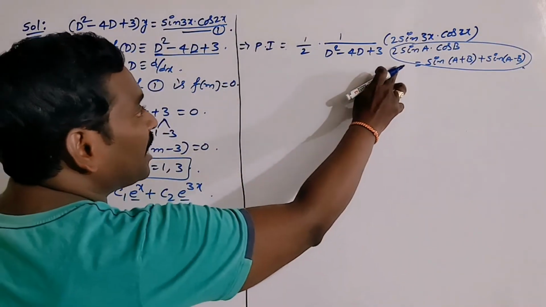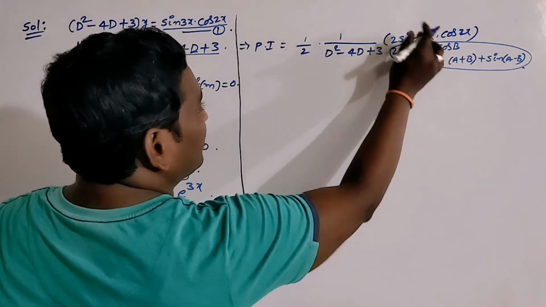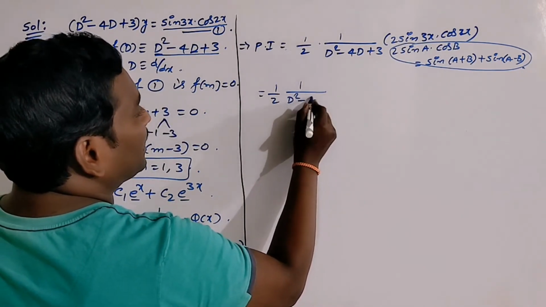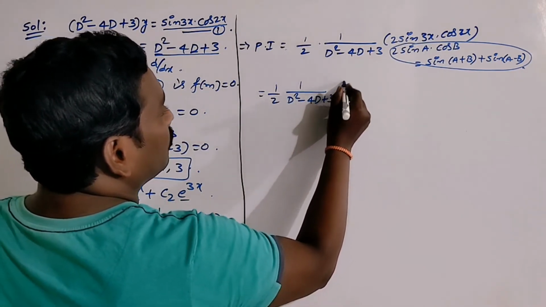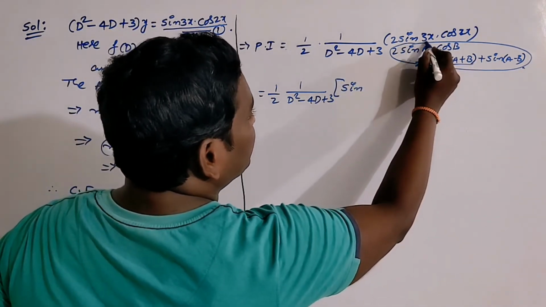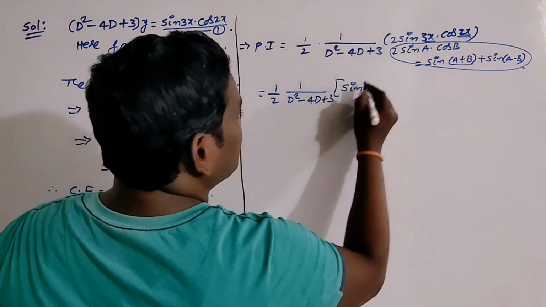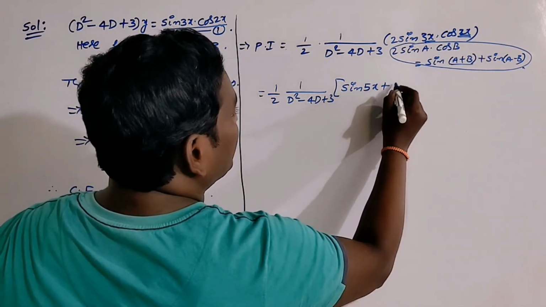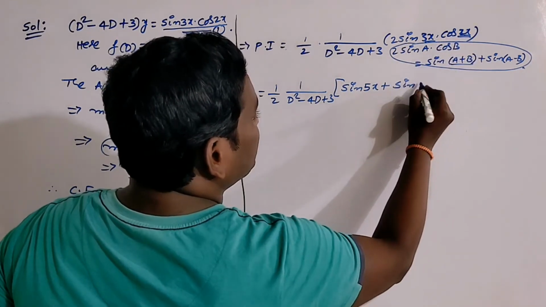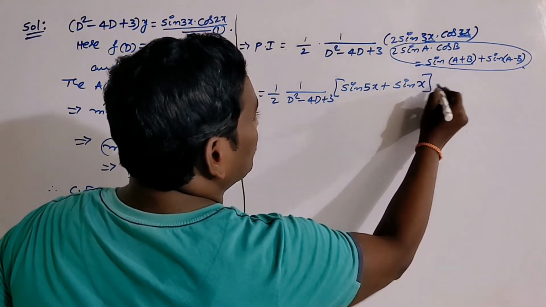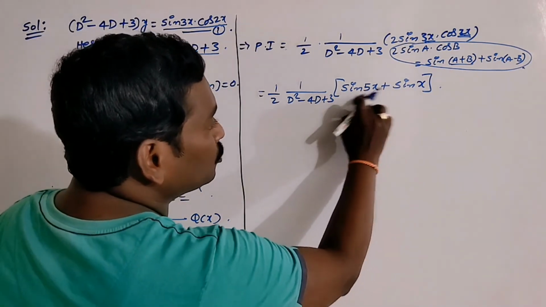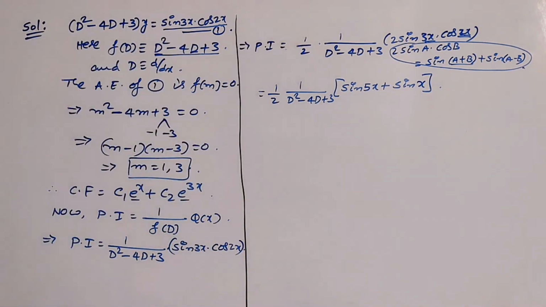According to this formula, I will write this one as half into 1 by D squared minus 4D plus 3 whole into sin of (a plus b). What is a plus b? 3x plus 2x, it would be 5x, plus sin of (a minus b), 3x minus 2x, it would be sin x only. Now we are getting positive sign between two terms. I will separate the parts now easily.